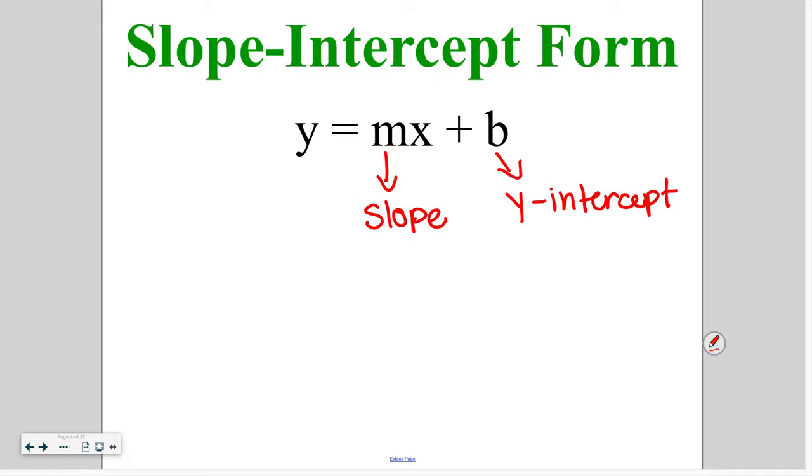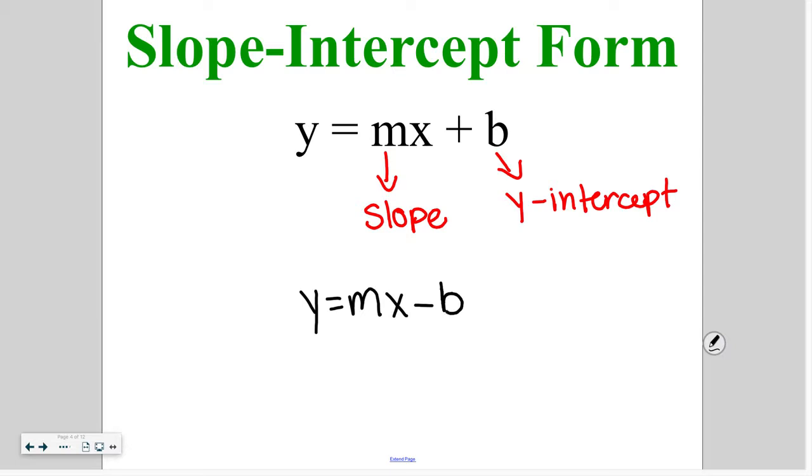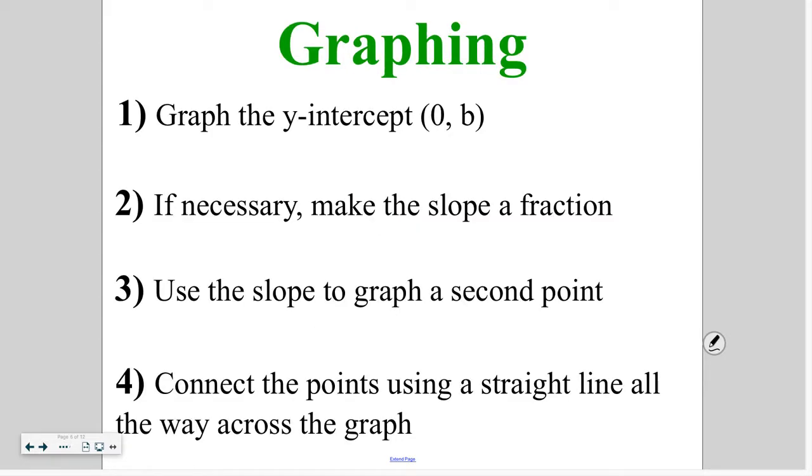The original form of the equation is written y equals mx plus b. That is when b is a positive value. You may also see y equals mx minus b. That is when b is a negative intercept or below the x-axis. When you are graphing a slope-intercept equation, the first thing you're going to do is graph (0, b). So whatever that y-intercept point is, you're going to put that on the vertical line.